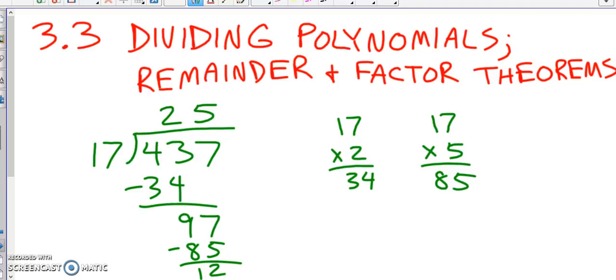Now, technically, you could keep going by putting a decimal point and a 0, and you could get a decimal. However, if 17 doesn't go into 12, then 12 is the remainder. And so what you do is you make this 25 and 12/17. So you make it a fraction, and you put the remainder over the divisor. The divisor is the thing you're dividing by. And the thing you're dividing into, incidentally, is called the dividend. Hopefully that seems kind of familiar.